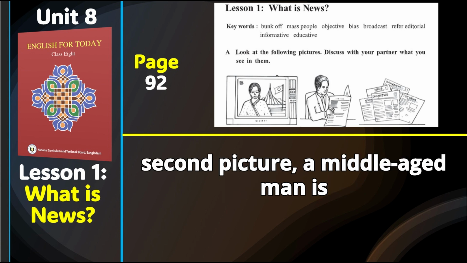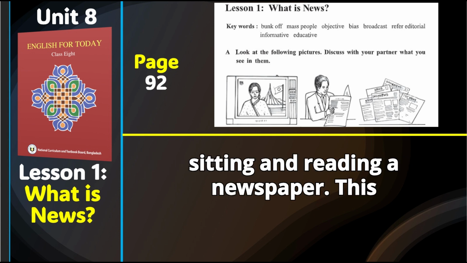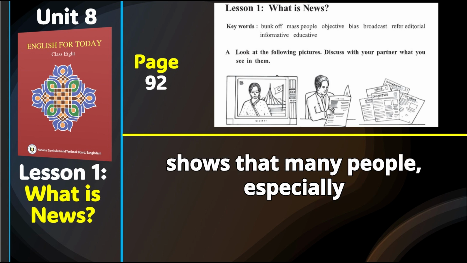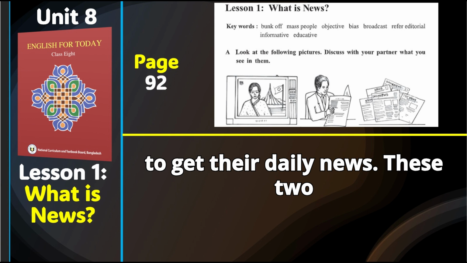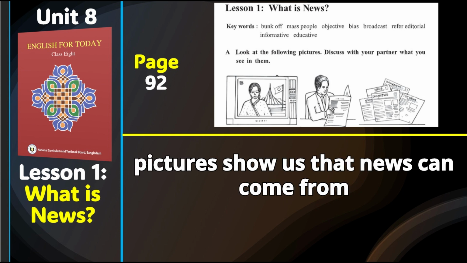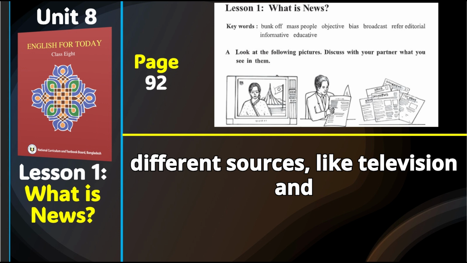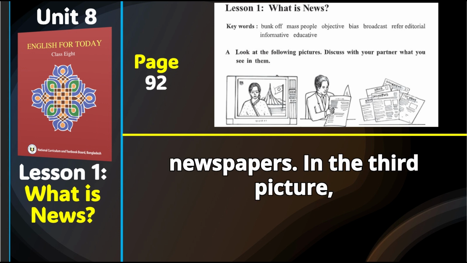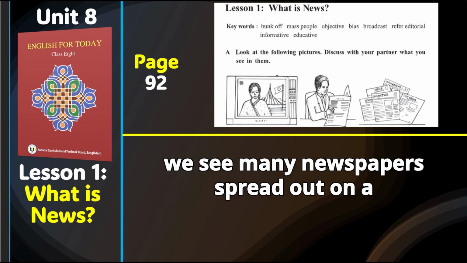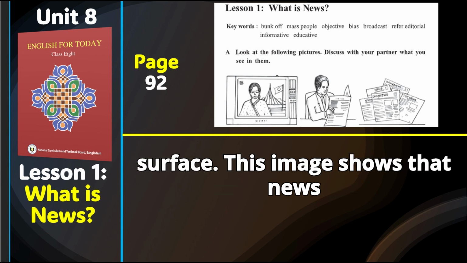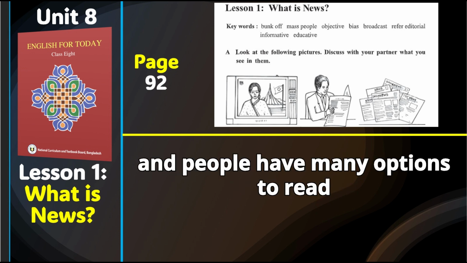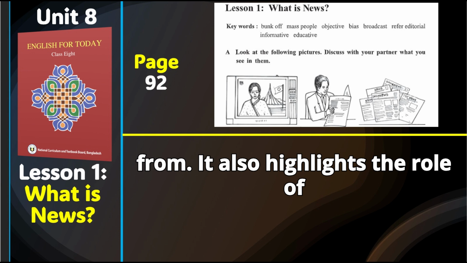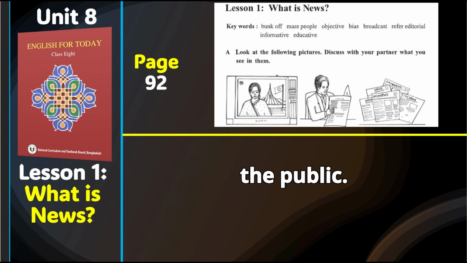This shows that television is one of the most popular ways to share news with people. In the second picture, a middle-aged man is sitting and reading a newspaper. This shows that many people, especially adults, still rely on printed newspapers to get their daily news. These two pictures show us that news can come from different sources, like television and newspapers. In the third picture, we see many newspapers spread out on a surface. This image shows that news is available from different newspapers, and people have many options to read from. It also highlights the role of printed media in spreading information to the public.